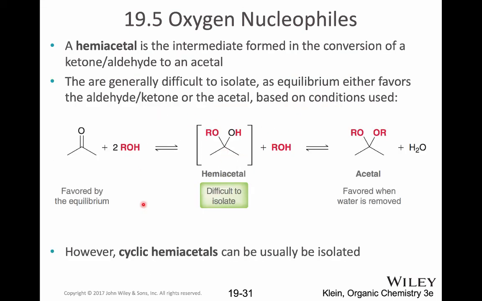Now, I want to revisit the hemiacetal very quickly. Remember I told you that when you go from the aldehyde or ketone to the acetal or ketal, you go through this hemiacetal intermediate. And as I said before, these are usually hard to isolate. One of the exceptions to the hemiacetal being hard to isolate is when you make cyclic hemiacetals.